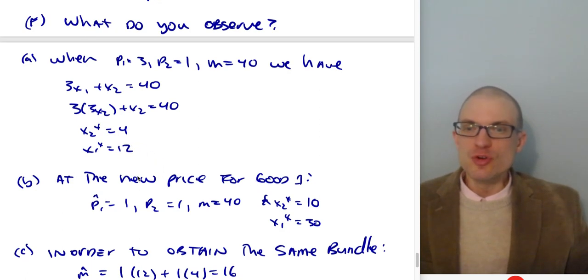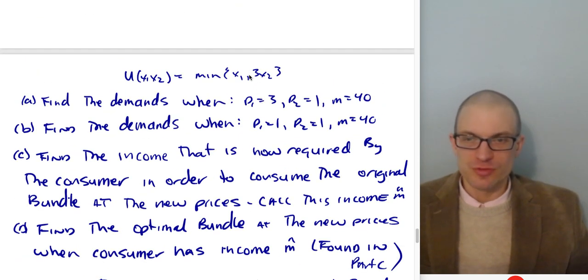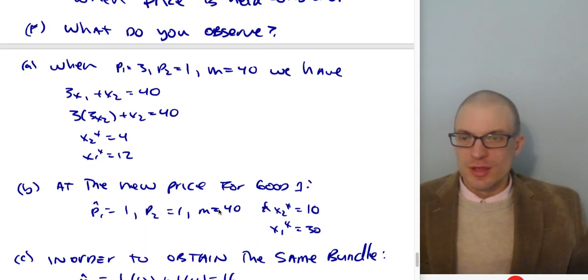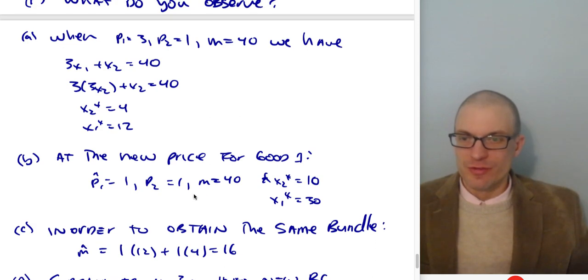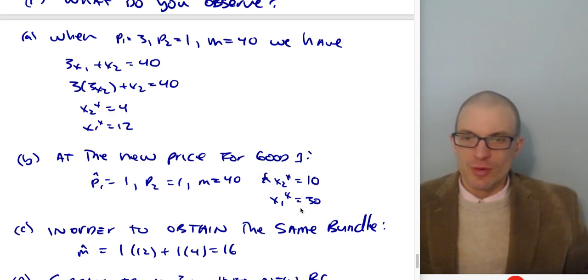Now at the new prices, where the price of good 1 is 1, price of good 2 is 1, and income available is 40, my budget constraint would be x1 plus x2 equals 40. And my relationship is x1 equals 3x2. If you substitute in, I will have 3x2 plus x2, or 4x2, equal to 40, so x2 is equal to 10, so x1 has to be equal to 30. So this is the bundle that I will get at the new prices.